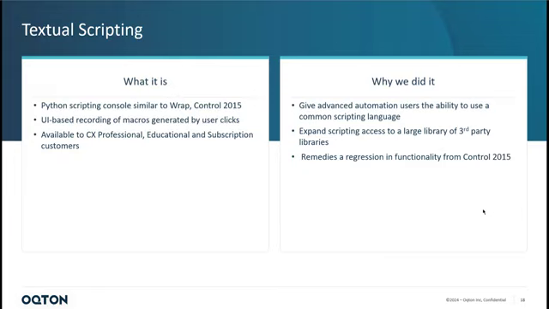So you'll be able to expand by accessing third-party libraries. It remedies a slight regression between Control 2015 as well, because it had functionality like this. Another side note here, the visual scripting is still going to be supported. So that functionality is very similar to what it was before. So don't worry about the visual scripting as well. And it's still the same Control X 2015 product that we all know and love. We are just exposing tools in the background to allow customers to create customized solutions.